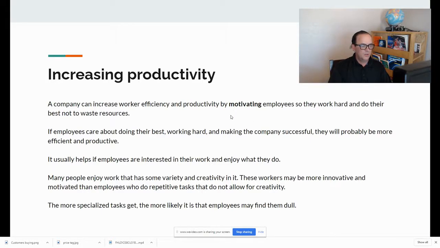The last one is motivating people. That's a hard one to do. People do it with different strategies, like empowering their employees to help make decisions and make their workplace better. And because people are empowered and they're not just being told what to do, a lot of times they're more motivated because they feel valued.